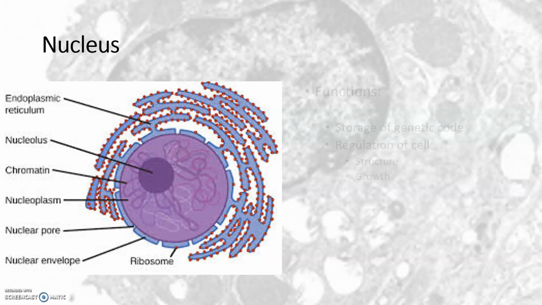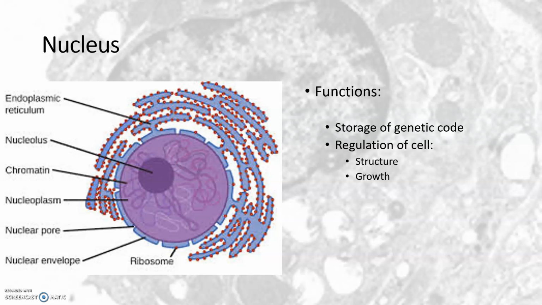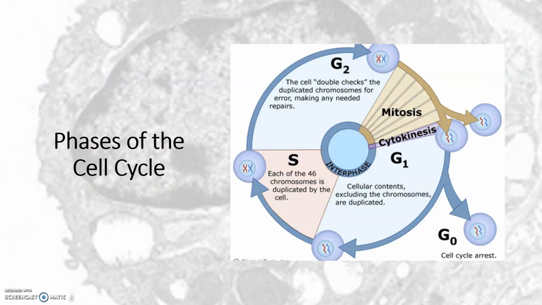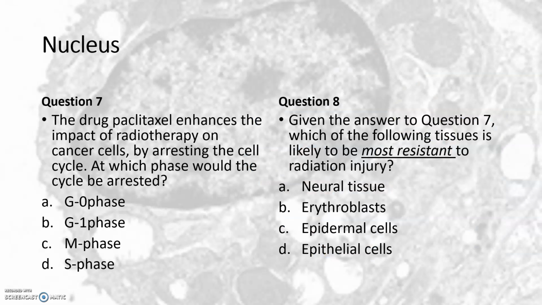Finally, let's think a little bit about the nucleus. So it stores the genetic code and in that way regulates cell structure and growth. You need to know the phases of mitosis from interphase through telophase, and you also need to know what happens at each part of the phases of mitosis.